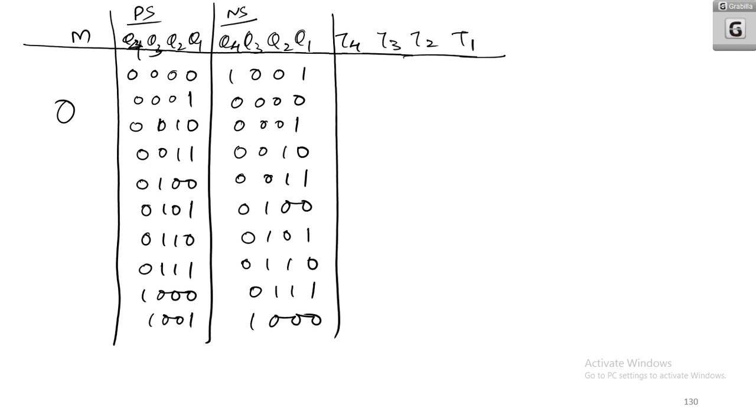Now let me write T4, T3, T2, T1. So 0 to 1, it is 1. 0 to 0, 0. 0 to 0, 0.